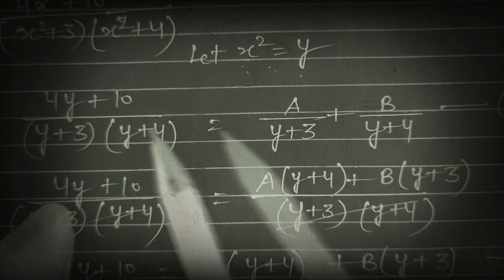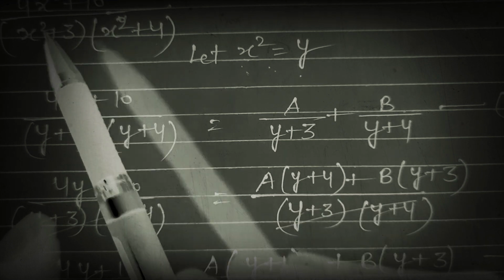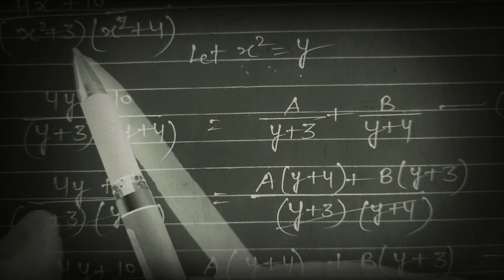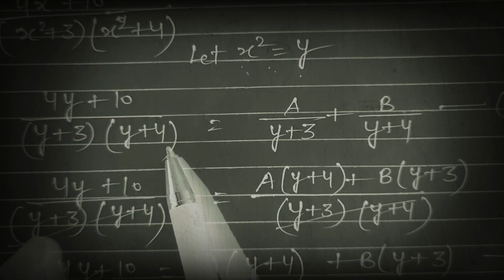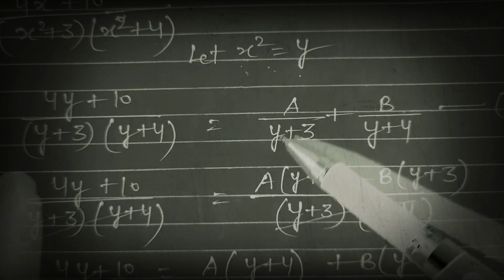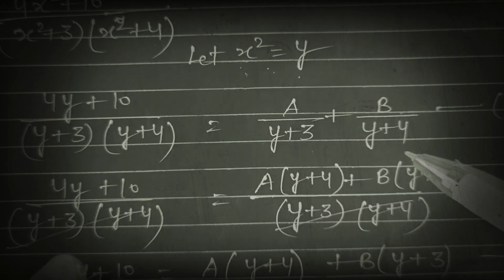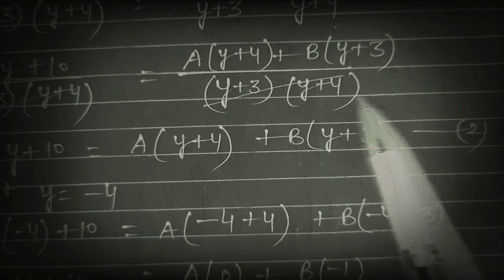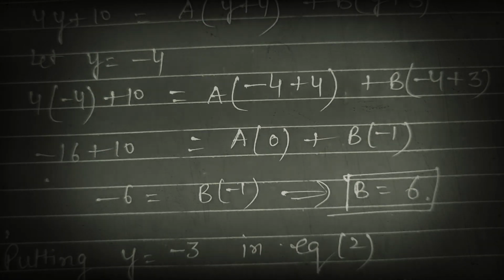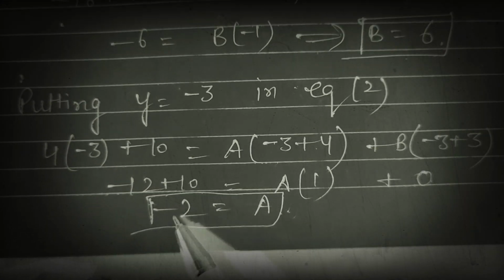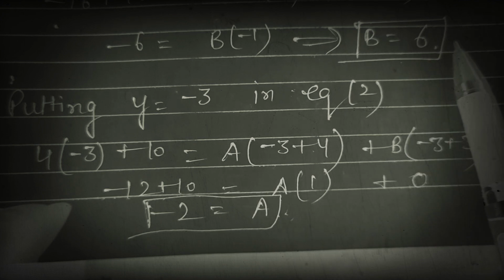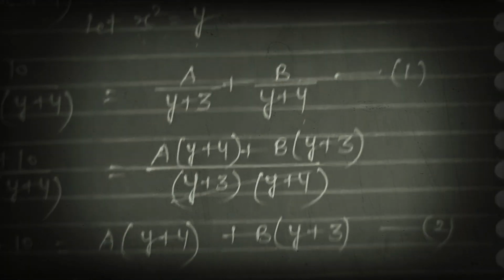Clear? ऊपर भी x square है, नीचे भी x square है, तो हम इसको y ले सकते हैं. 4y plus 10, y plus 3, y plus 4. Again, this is as the first type. We can write this as a upon y plus 3 plus b upon y plus 4. Take LCM. After solving, we will get a is minus 2 and b is 6.